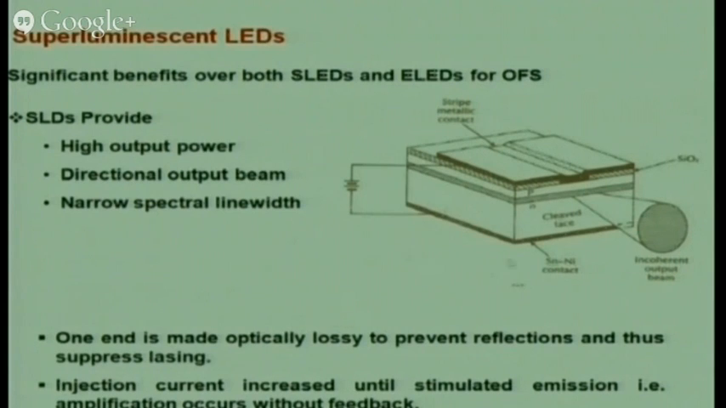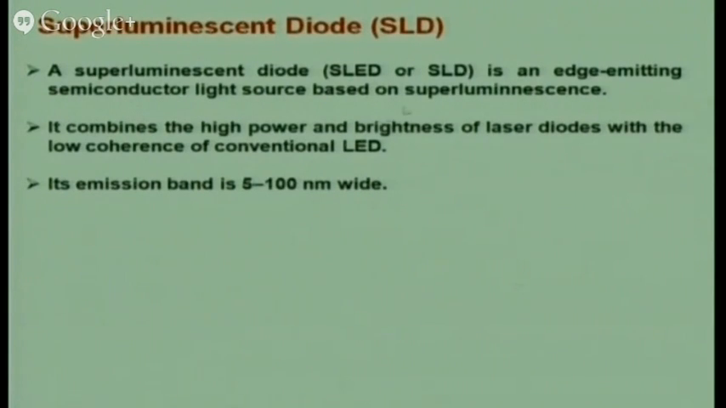So again, we need a forward biased double heterostructure. All these phenomena are same. So superluminescent is an edge emitting LED based on superluminescence. It combines the high power and brightness of laser diodes with the low coherence of conventional LEDs. Emission bandwidth is of the order of 5 to 100 nanometers as compared to LEDs.